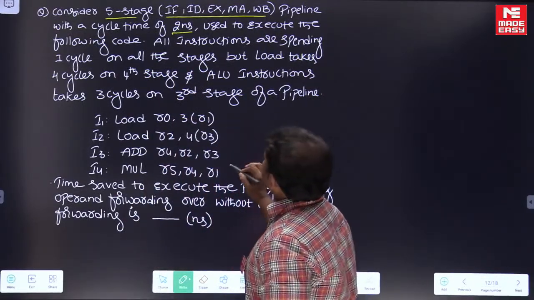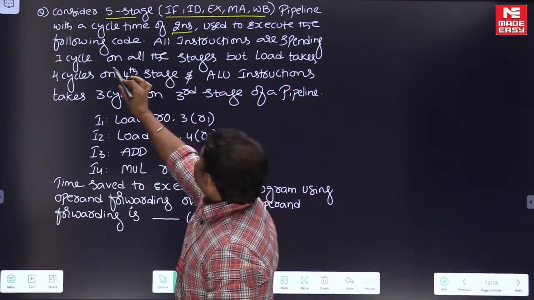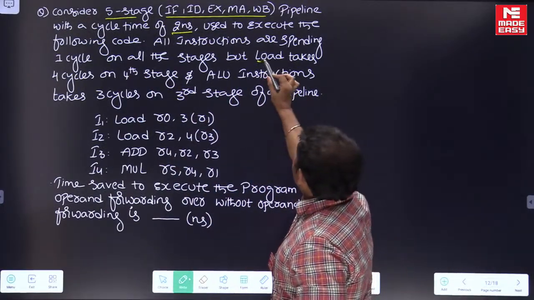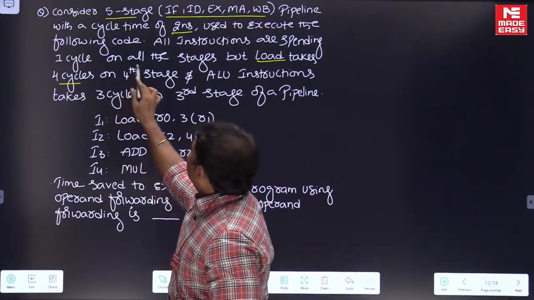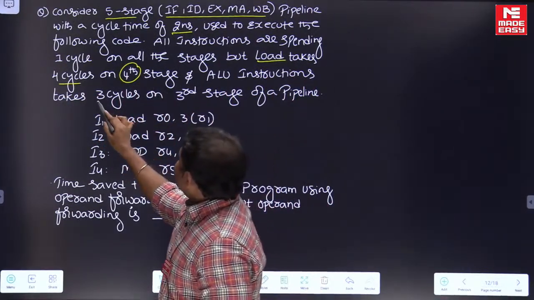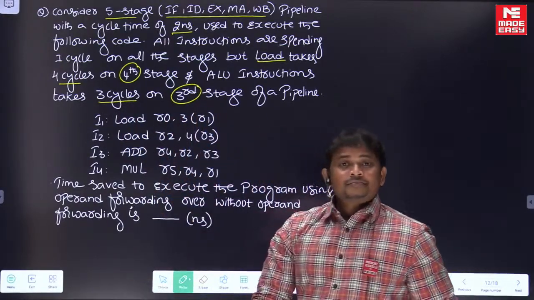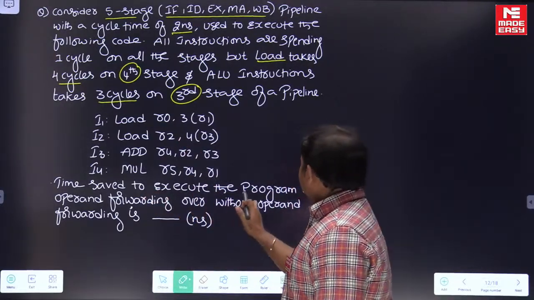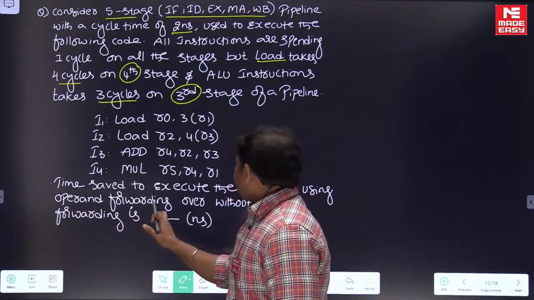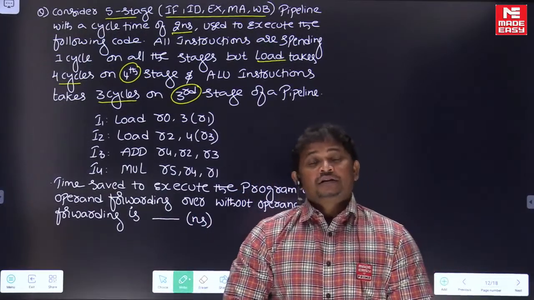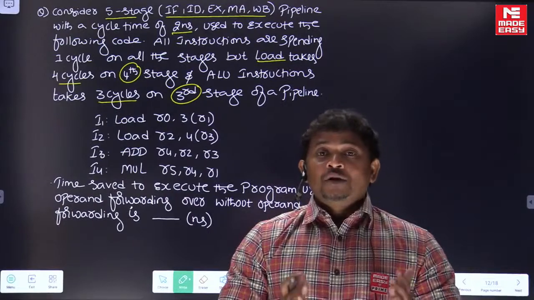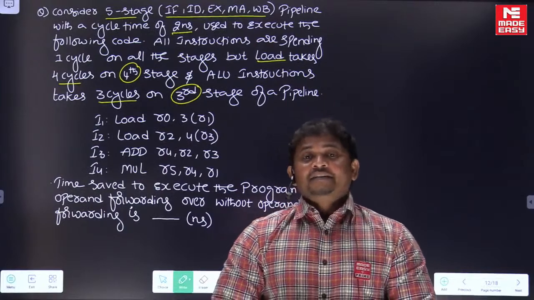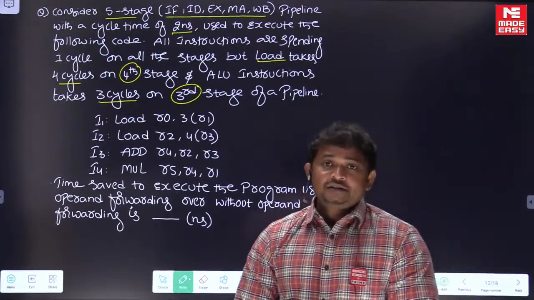This code is executing. All instructions spend 1 cycle on all stages. But a load instruction takes 4 cycles on the 4th stage, and an ALU instruction takes 3 cycles on the 3rd stage. This is the program. We need the time saved to execute the program using operand forwarding over without operand forwarding. That means we need to execute the program with operand forwarding and also without operand forwarding, then identify the time saved. Okay, students? All right.